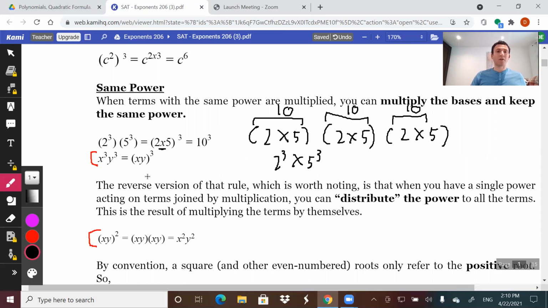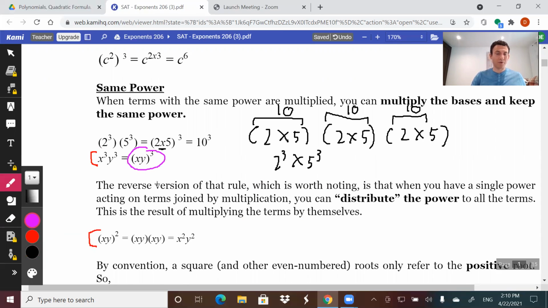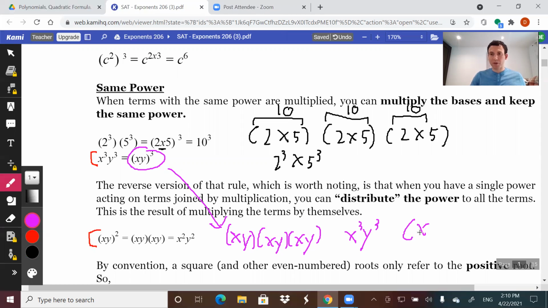So anyway, the one thing to be very cautious of, and the test will really try to do this to you, is the reason why we're allowed to distribute across the top. We'll take this one, for instance. The reason why we're allowed to distribute is because it's x times y, x times y, x times y. That's literally what this is saying. So that's really x to the 3rd, y to the 3rd. This is not the same as x plus y to the 3rd.